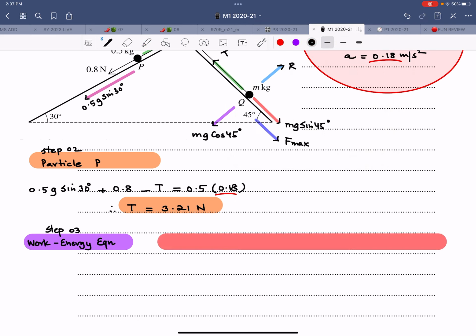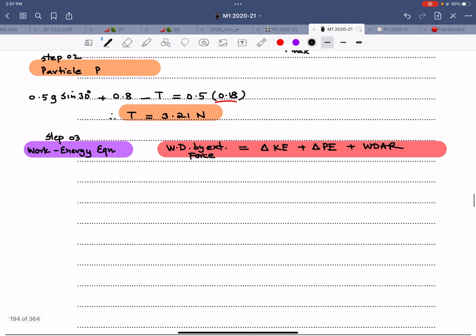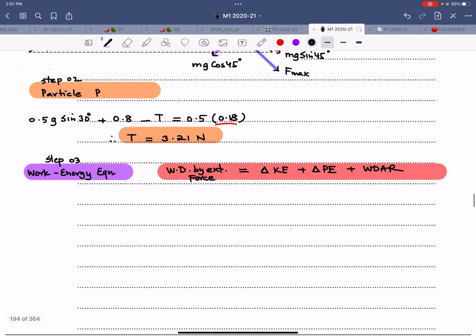work done by external force or engine, that is equals to change in kinetic energy plus change in potential energy plus work done against resistance. They have given us the work done against resistance, that is 0.5 joules. First of all, let's calculate each one separately.